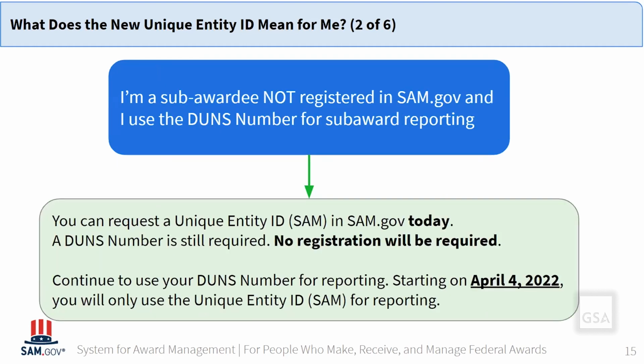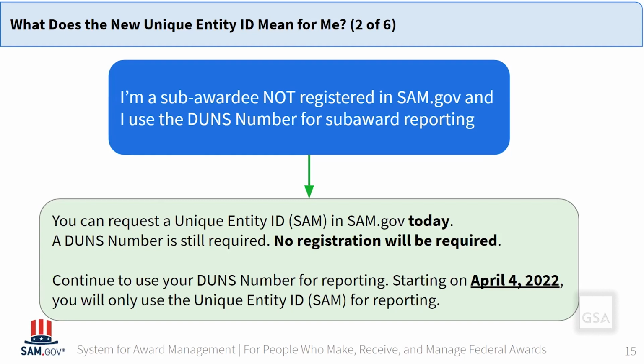In this use case, we're specifically calling out a subawardee, but again, this is for anyone who does not need to be registered in SAM, but they do currently use the DUNS number for reporting within the federal government. So specifically, this use case was talking about, I'm a subawardee not registered in SAM.gov, and I use the DUNS number for subaward reporting. For these folks, you can today go into SAM.gov and request a unique entity ID SAM.